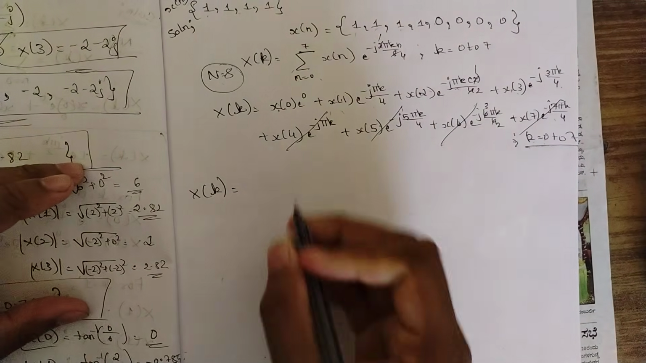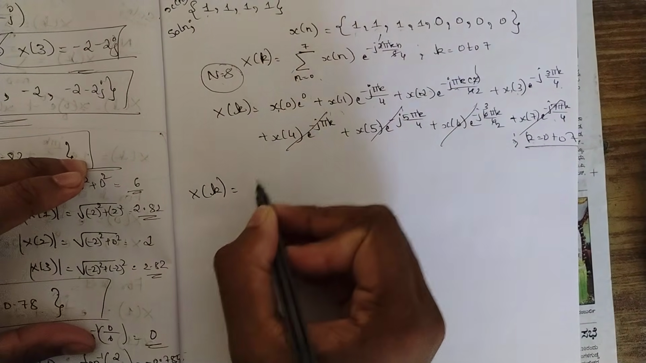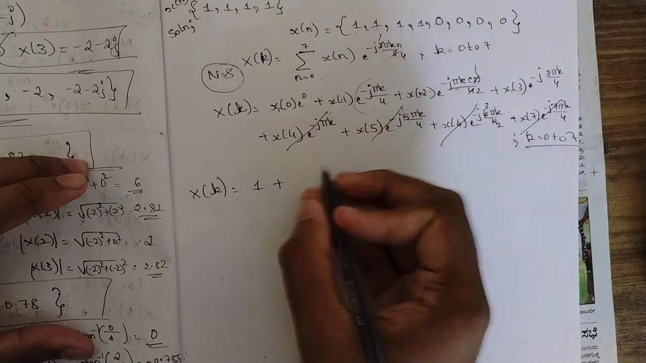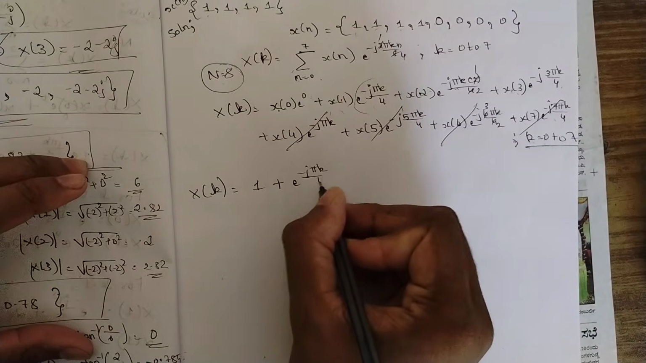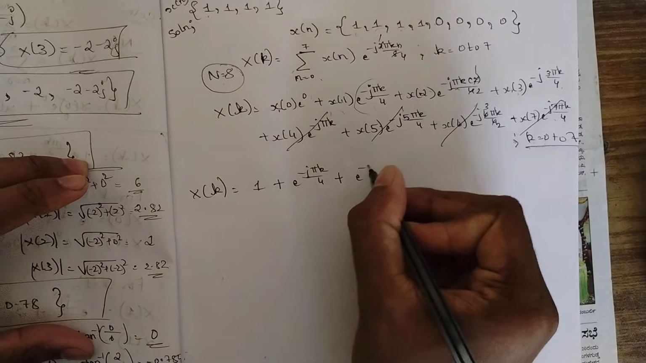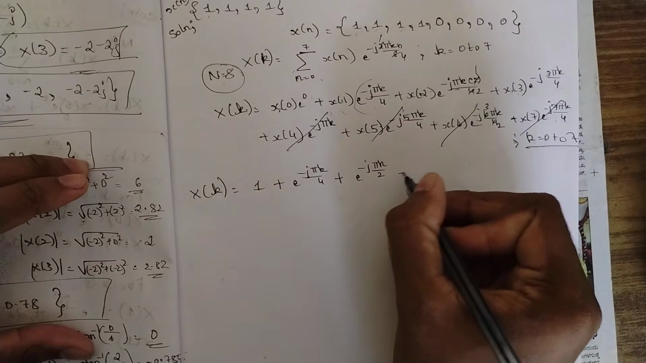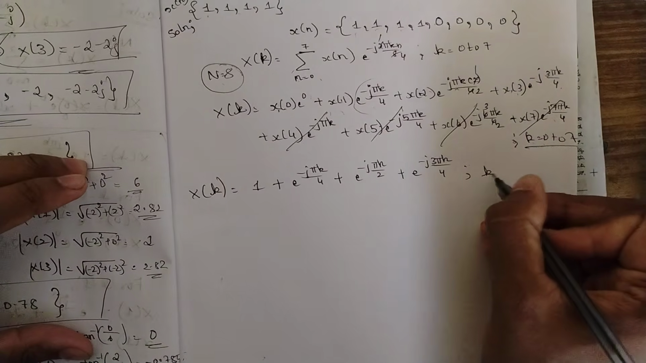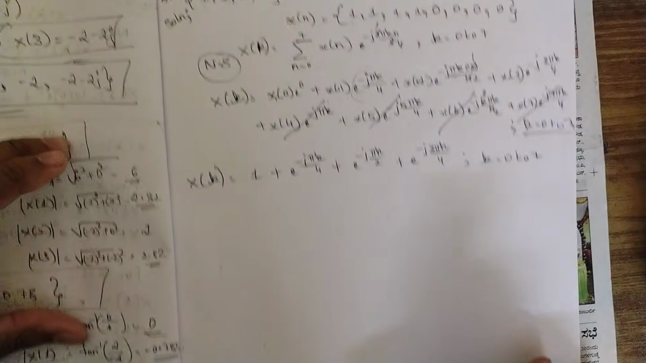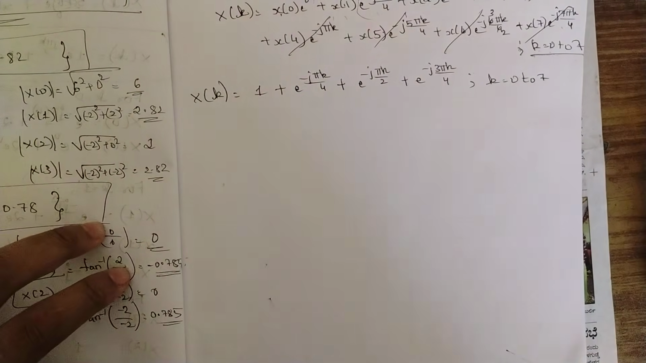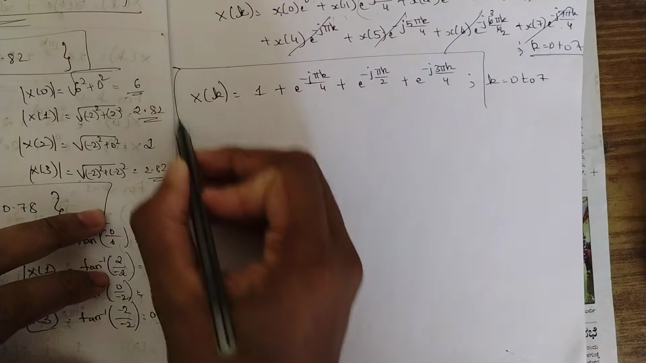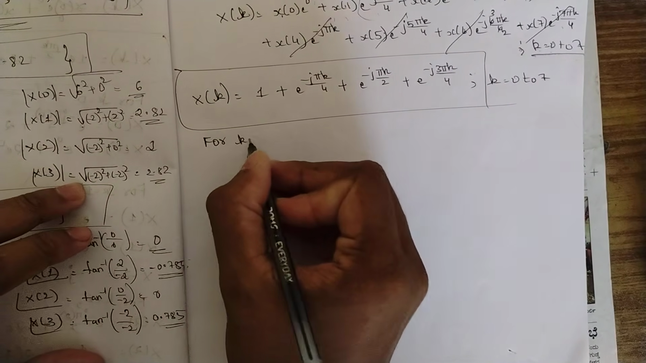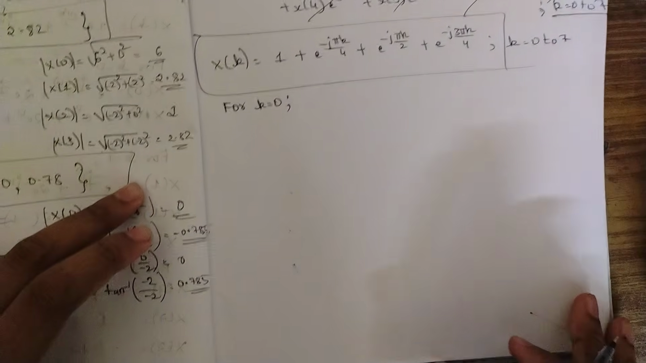Okay, so now again simplify this. X of 0 is 1, so 1 into e power 0 is 1 again, plus x of 1 is also 1, we would be left with only this term e power minus j pi k by 4, plus e power minus j pi k by 2, right, plus e power minus j 3 pi k by 4, where k is equal to 0 to 7, right? So this is our final X of k value. Okay, now one by one you should be substituting for k is equal to 0 up to k is equal to 7. So this is a long procedure.